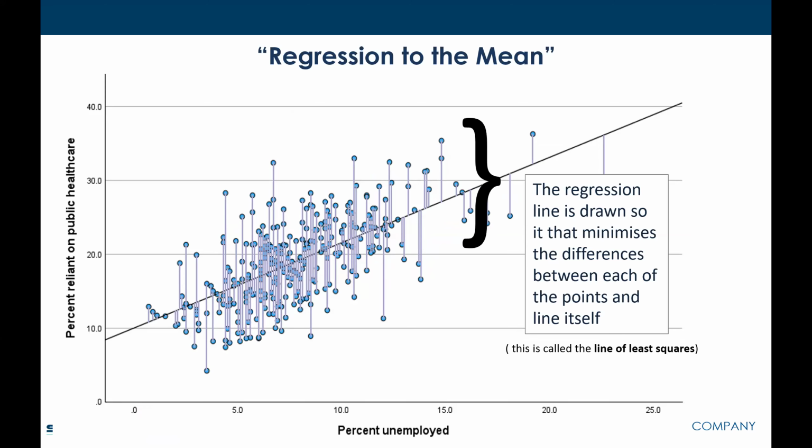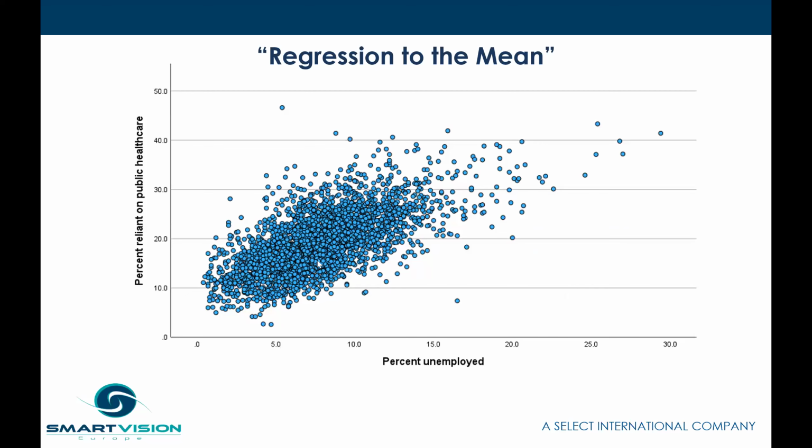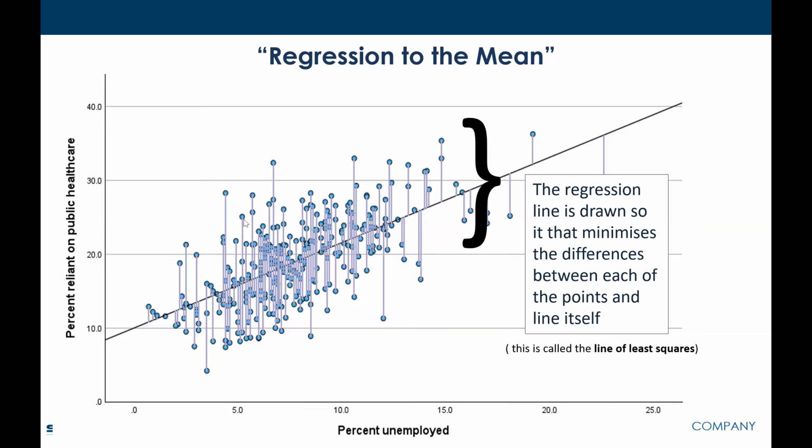And this is a line which is drawn through the cloud of points in such a way that it minimizes the difference between each of the points and the line itself. So, if we were to manually put this line through the scatter plot here, it'd be a very onerous procedure to have to do. But if you were doing it totally manually, you'd be trying to minimize the distance between each of the points and the line itself. And if you did that, you'd find that the line was drawn in this way. That's how the line is drawn.